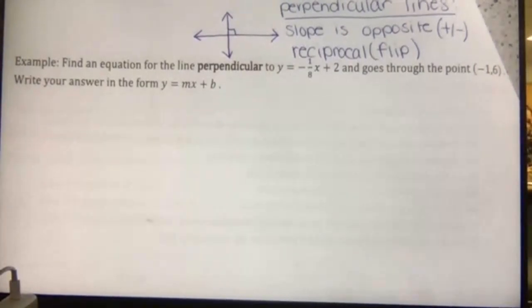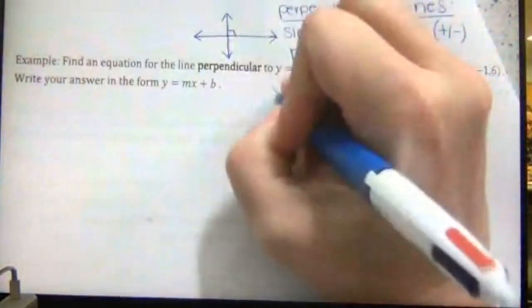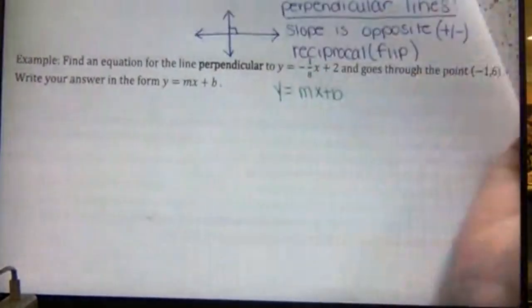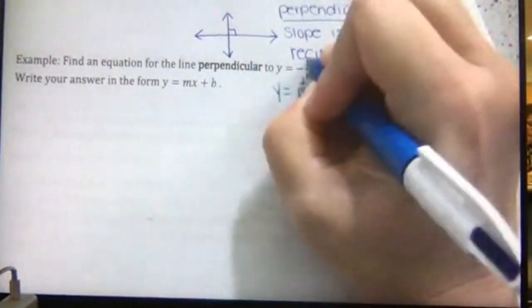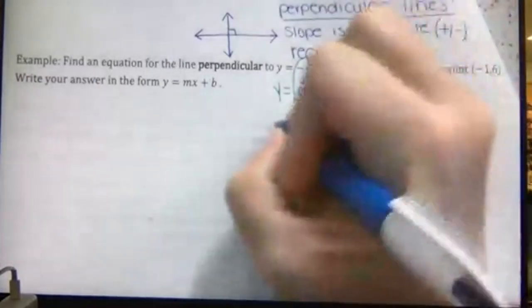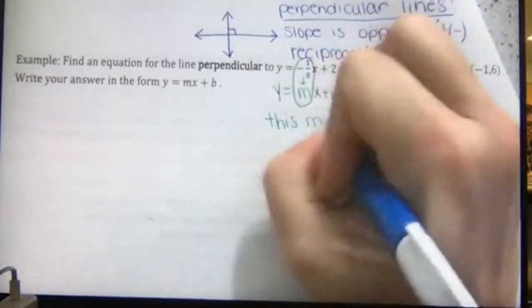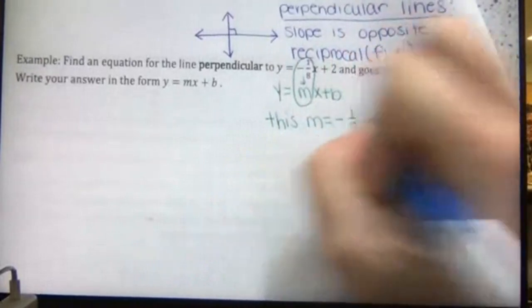All right, so it's saying find the equation for the line that's perpendicular to y equals negative 1/8 x plus 2. So thankfully, this is already in y equals mx plus b form for us. So what is the slope of this line? Negative 1/8. So this slope is negative 1/8.